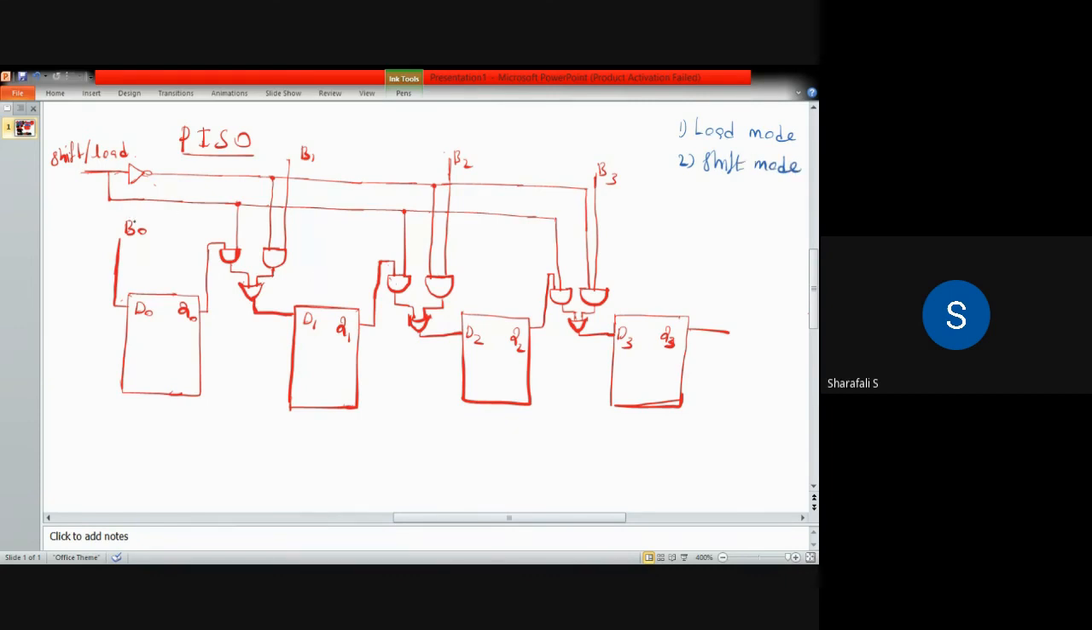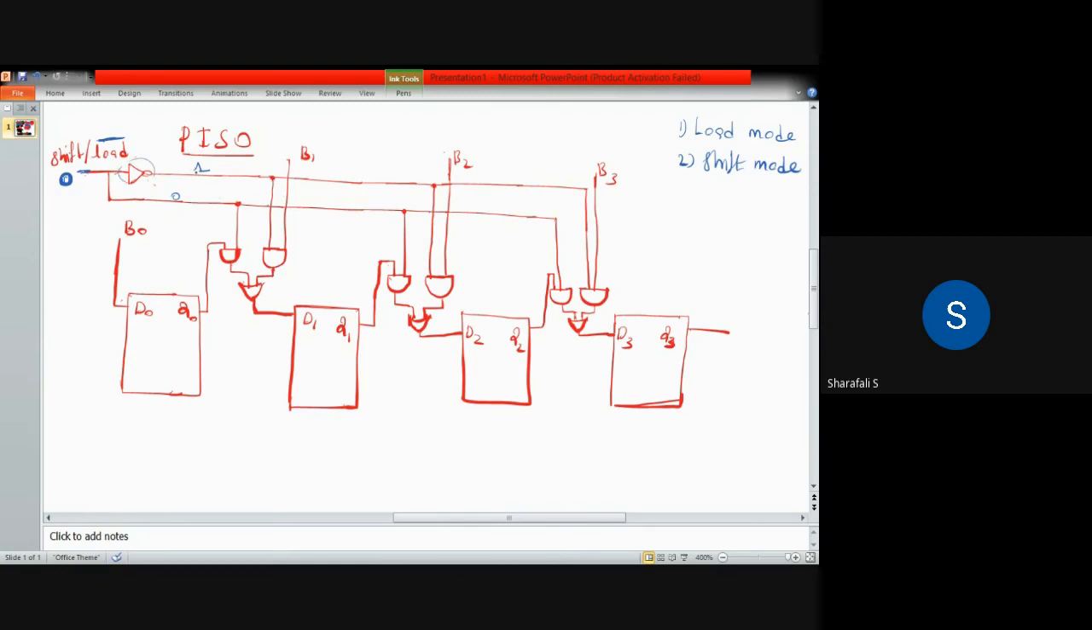So in load operation, I will use a bar here because we have to consider 0 and 1. When this line is 0, it means there is no shift. In other words, load is active. That is why I am putting a bar here for the load. Here we are providing 0, load is active, shift is 0, meaning shift is not active now. In that case, your values will be loaded. Why? Because this line is 1 now and this line is 0, as it is inverted by this NOT gate.